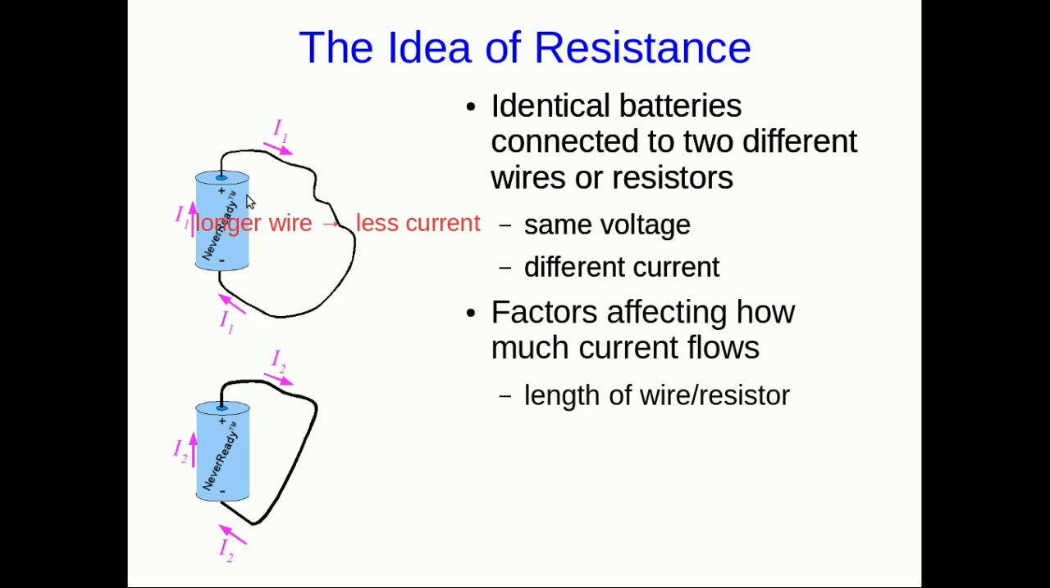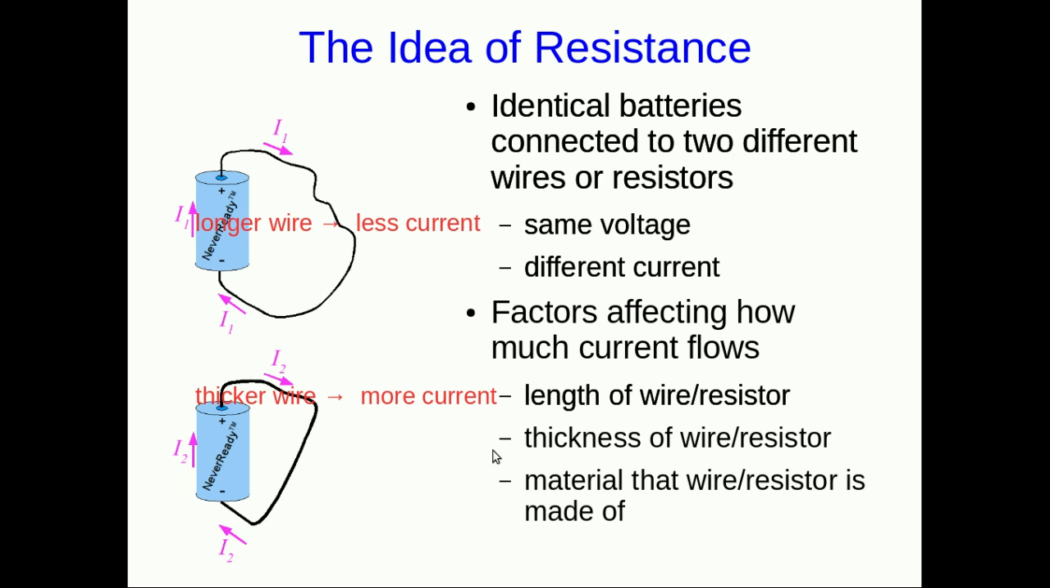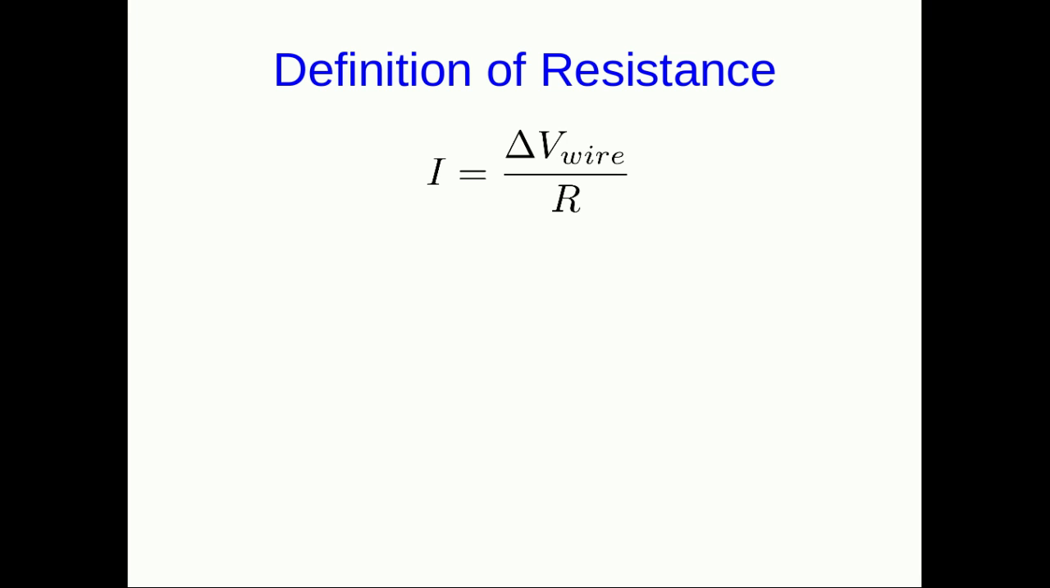It's harder to push current through a longer wire. The thickness of the wire or resistor also matters: thicker wire means more current. It's easier to push current through a thick wire. And also what the wire is made out of matters. Now we can define resistance.